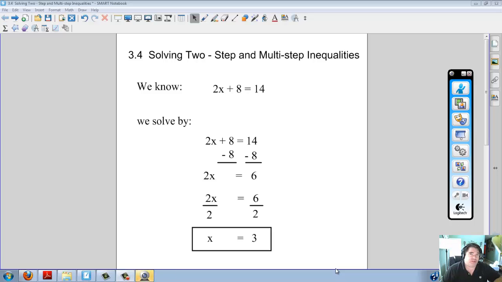Hi, it's time for another exciting installment of AT Math. Today we are featuring 3-4 solving two-step and multi-step inequalities. Why, it's more fun and safer than having to stand off against a moose.